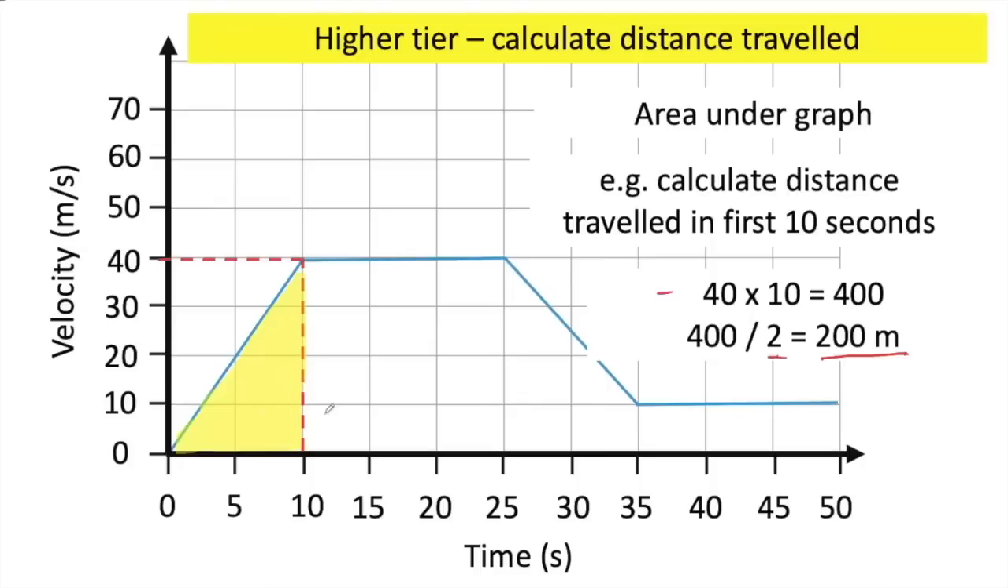If we were calculating the distance travelled between 10 and 25 seconds, that would be this region here. You wouldn't need to divide by 2 because you're not looking at a triangle, you're looking at a rectangular section.